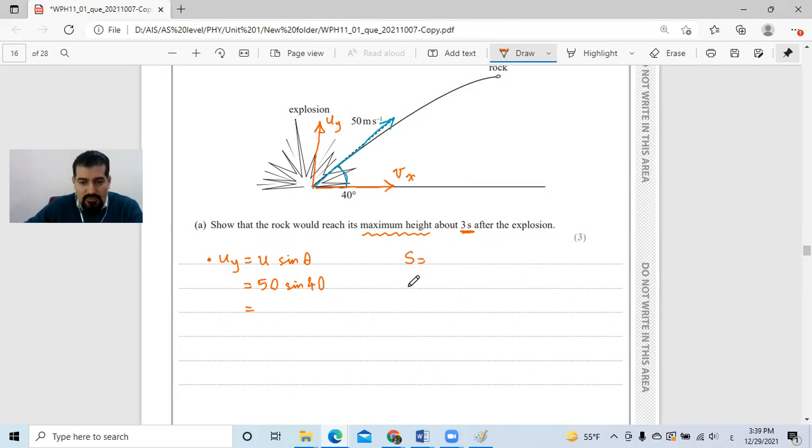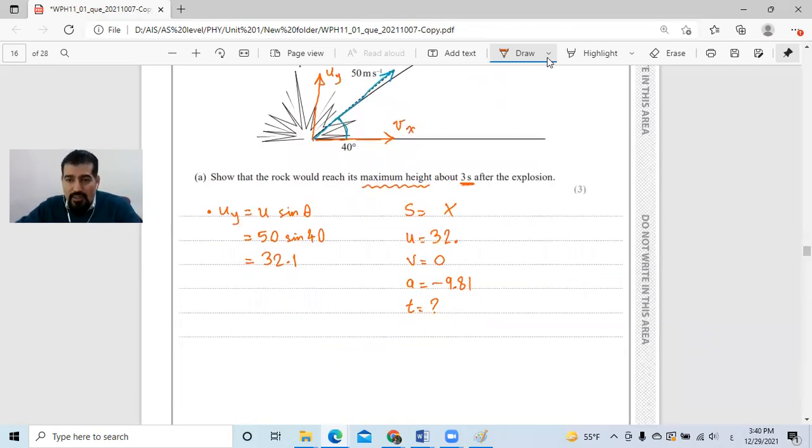They ask about the time, and vertically I know that the acceleration is negative 9.81, and at maximum height the speed will be 0. This is the speed that I just found out. Thank you, Amir, it's 32.1. I'll put it here, 32.1. Which formula doesn't have s? I will use it to find the time. I will use the equation for acceleration: a equals v minus u over t, or you can say v equals u plus at.